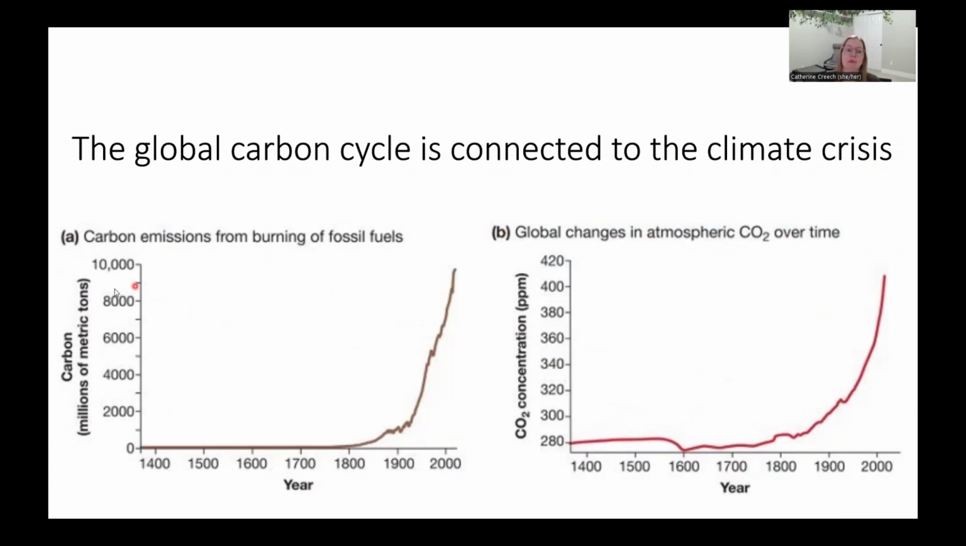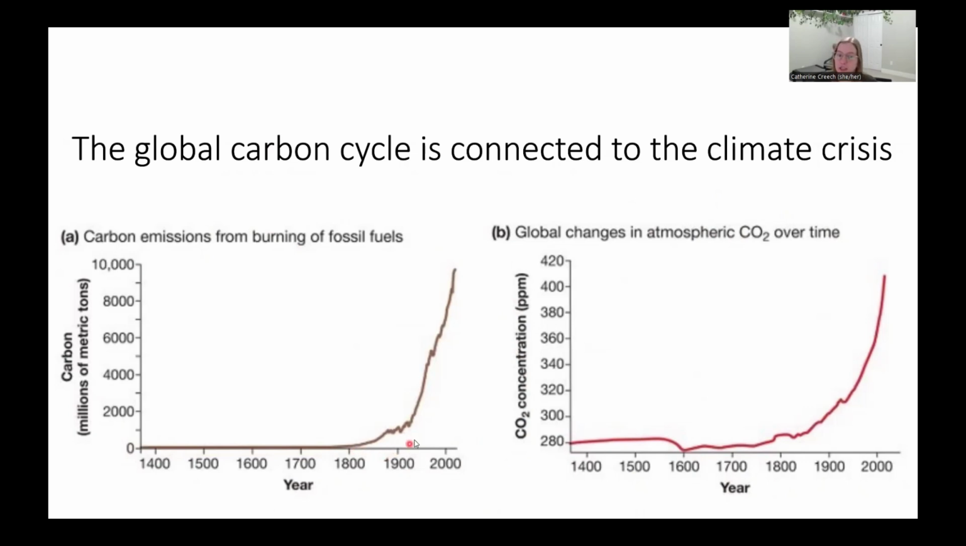That's graph B. On this axis, we have carbon, so from 0 to 10,000. And then we have year 1400 to 2000. The same year span on this graph, but now we have carbon dioxide concentration. So carbon emissions in the atmosphere. And we can see that when we weren't burning fossil fuels, there wasn't a lot of carbon emissions, which makes total sense because we weren't doing it.